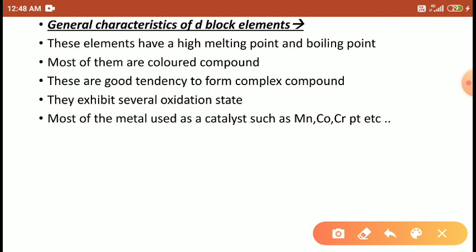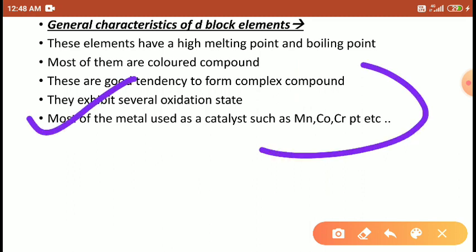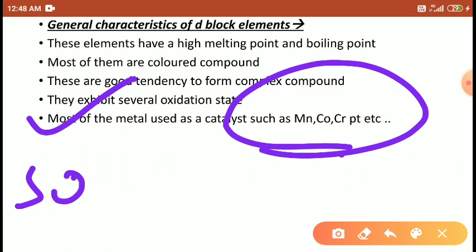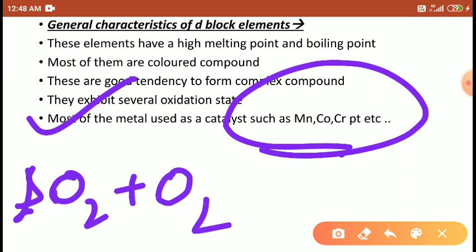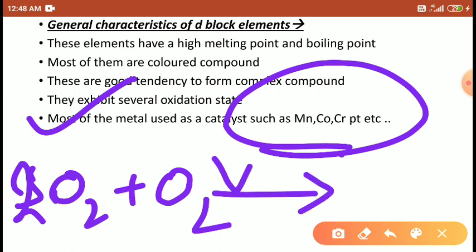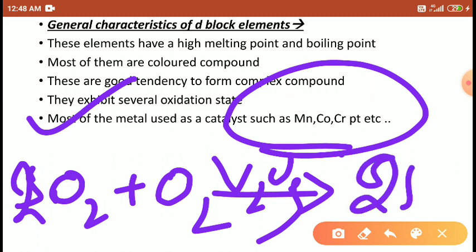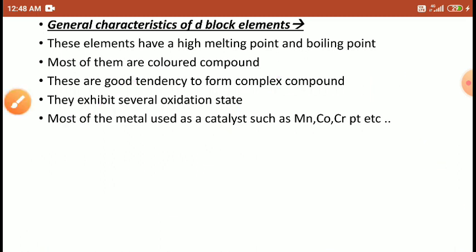Most of the metals are used as catalysts. For example, sulfur dioxide reacts with oxygen. So we need the vanadium pentoxide, V2O5, catalyst to form 2SO3. Right, students?